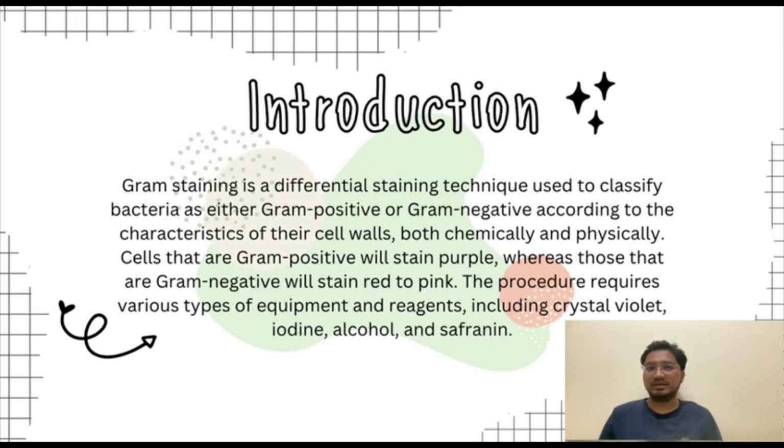Gram staining is a differential staining technique used to classify bacteria as either gram-positive or gram-negative, according to the characteristics of their cell walls, both chemically and physically. Those that are gram-positive will stain purple, whereas those that are gram-negative will stain red to pink. The procedure requires various types of equipment and reagents, including crystal violet, iodine, alcohol, and safranin.